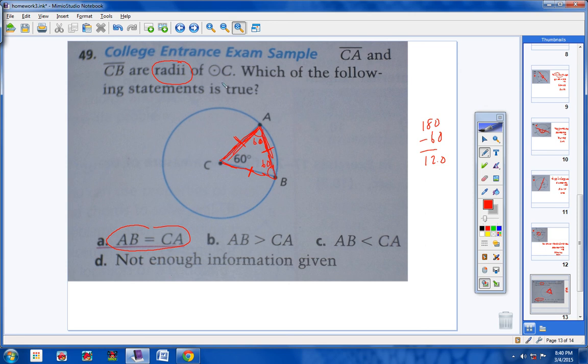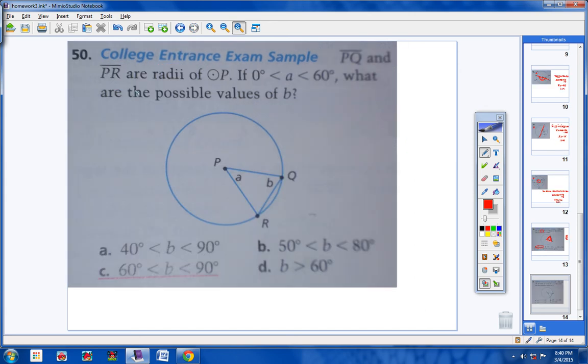Alright? And last but not least, this was pretty tough, so last one and we're done. Please pay close attention, okay? And here we go. PQ and PR are radii. So this segment and this segment, they're each a radius of the circle. Now, if A stays between 0 and 60, non-inclusive, what are the possible values of B? So this angle right here, A, if it stays between 0 and 60, what are the possible measurements for B?